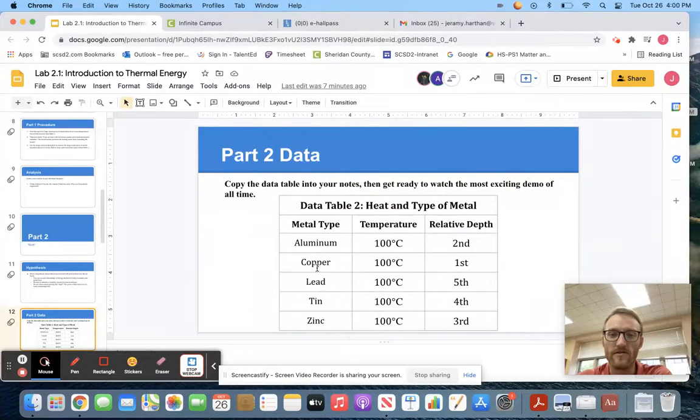Copper is a very, very good conductor of electrical energy, but it's also a good conductor of thermal energy. So we see copper in all sorts of things like heat exchangers and copper wires, because it's such a good conductor. Then things like lead, it's not as good of a conductor. Its structural makeup doesn't allow it to conduct electricity or heat as well. Okay, so that's what we found with part 2 of the lab.